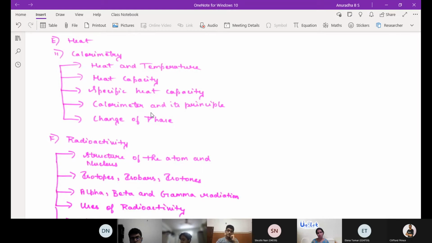Even if I define it now, you will not be able to understand. Heat capacity is nothing but the amount of heat energy required to raise the temperature by 1 degree Celsius.